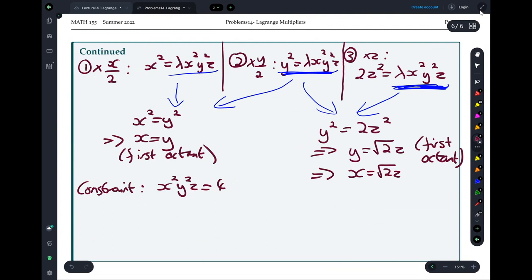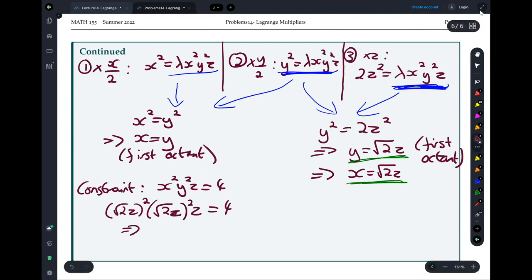So all we need to do is substitute in our values of x and y that we've already worked out. So we've already worked out y is equal to root 2z and x is equal to root 2z. So we can eliminate both of those. So that gives us root 2z squared. So that's just substituting in for x. Similarly for y, root 2z squared, times by z is going to equal 4.